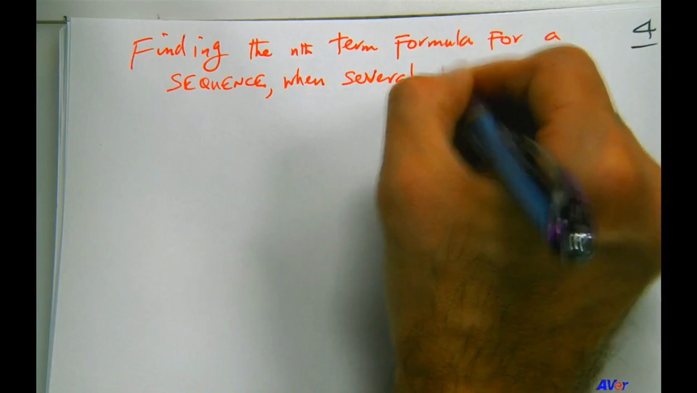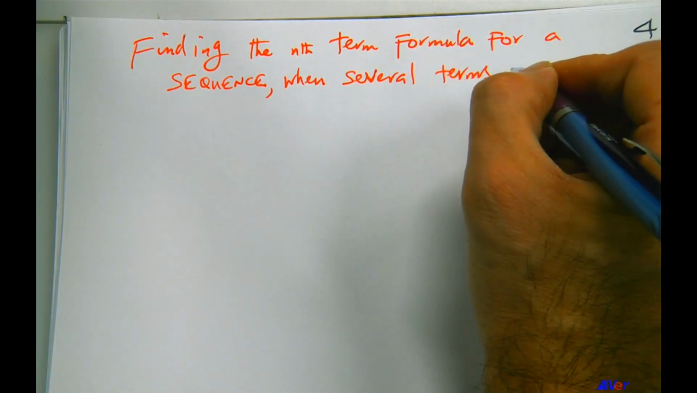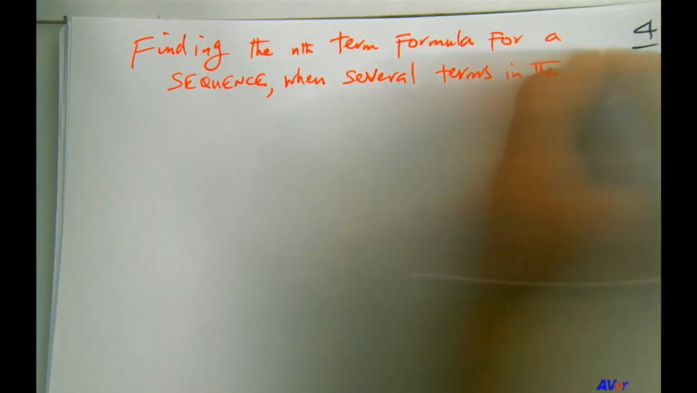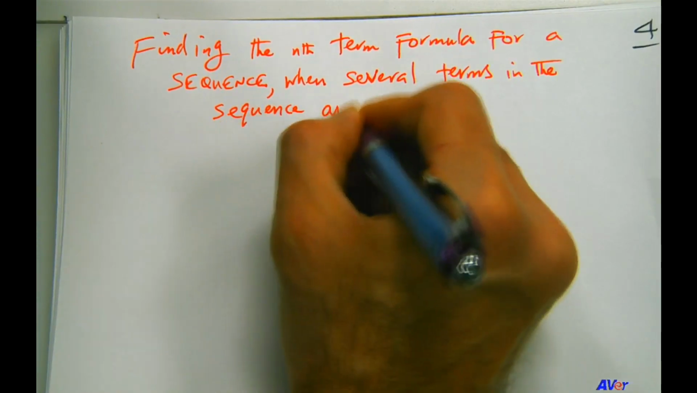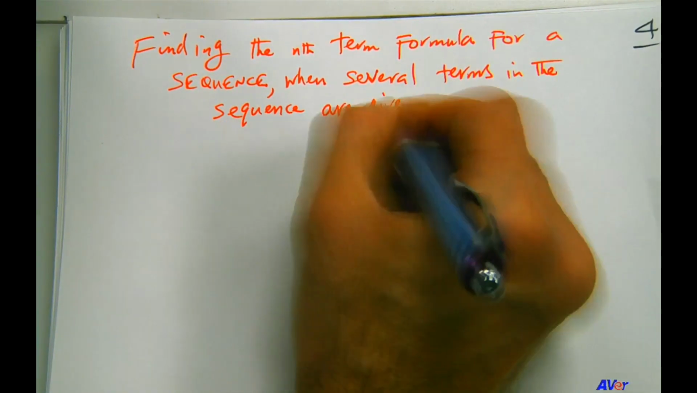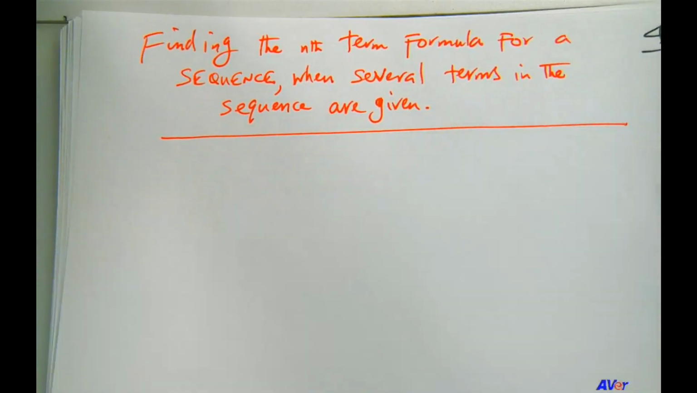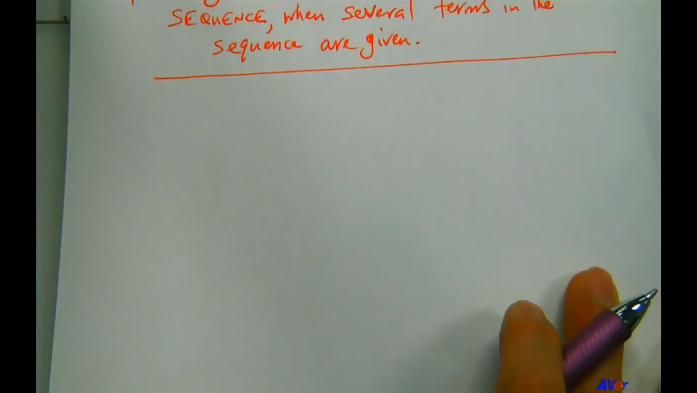When several terms in the sequence are given, we can find a formula for the sequence. Okay, so that's that. So let's jump right ahead and look at some examples and get used to this kind of problem solving.